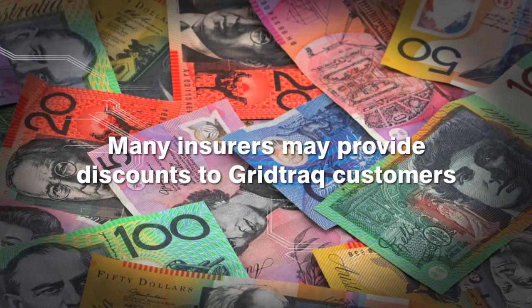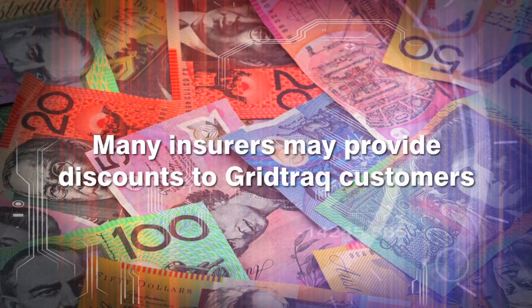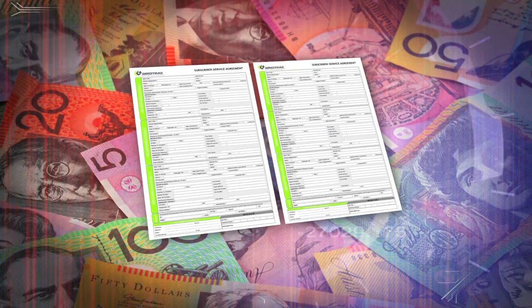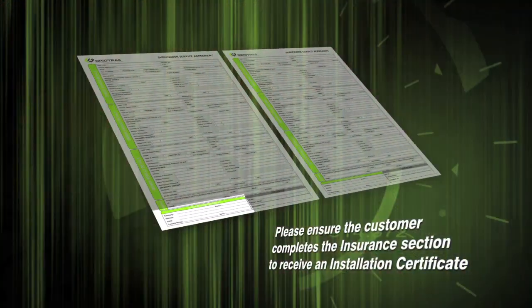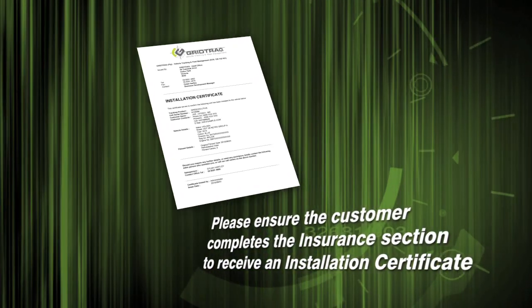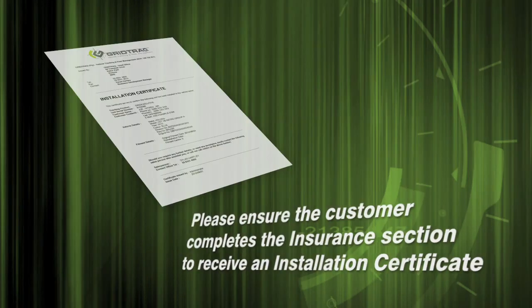Many insurers may provide discounts to Gridtraq customers. If the customer's insurer requires a fitment certificate, please ensure that the customer completes the details under the insurance section. A certificate will then be generated for the customer to submit as proof of installation.